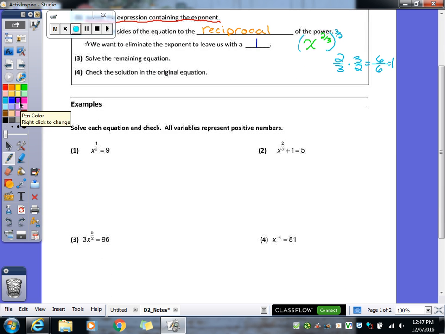Example 1, x to the 1/2 equals 9. So we already have x by itself. We don't have to do anything else there. So I'm going to raise both sides of my equal sign to the reciprocal power, which would be 2 over 1, but I don't have to write the over 1, so I'm just going to write it as a 2. So then the 1/2 and the 2 cancel each other out, giving me x to the first. I'm going to have x equals, and then what is 9 squared? 81.